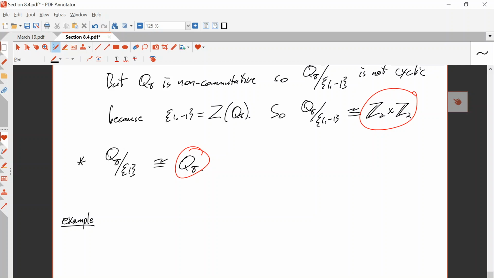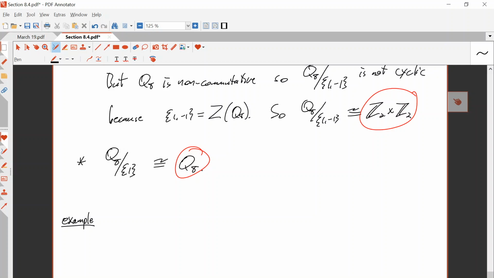An example. Where did it go? Ah, there it is. So this is number in section 8.4.